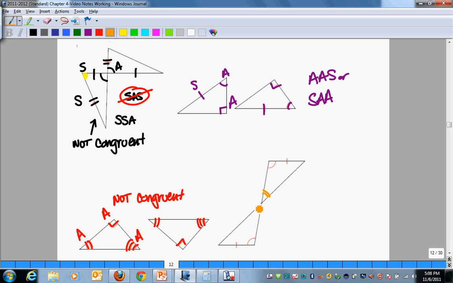We have a set of vertical angles. We have a pair of angles, another pair of angles, and then a side. So we would say, yes, these are congruent, again, by angle, angle, side, or side, angle, angle, which is the same thing.